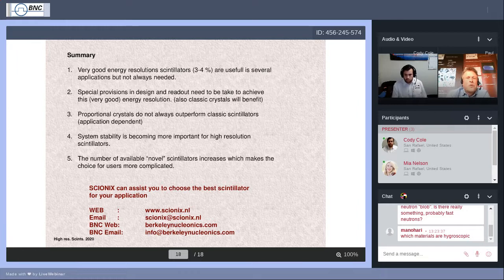Proportional crystals do not always outperform classic scintillators. It depends very much on the application. It's really crucial you have a good look at your application before deciding what material you actually want to use. On high-resolution materials, the stability of the system becomes more important when the resolution gets better and better. And the number of high-resolution new crystals increases every time, which makes it very difficult for the users to make a choice.